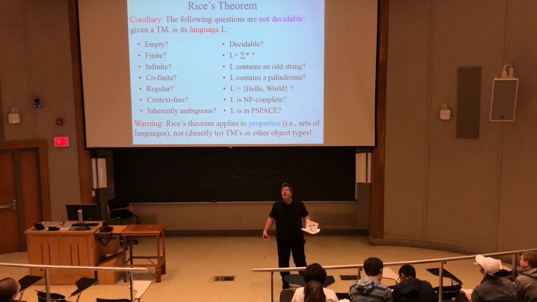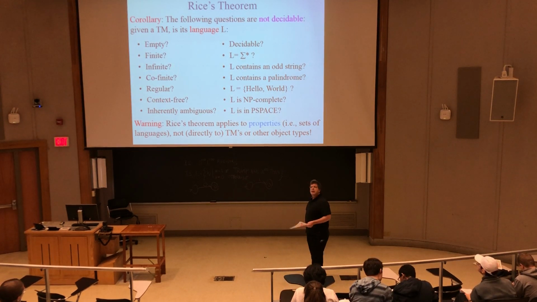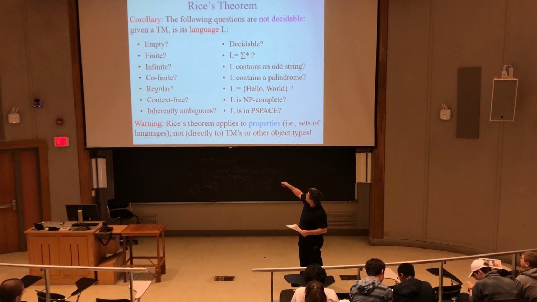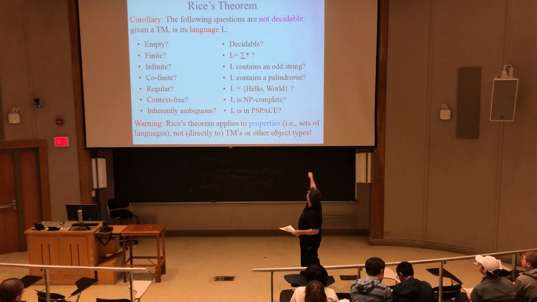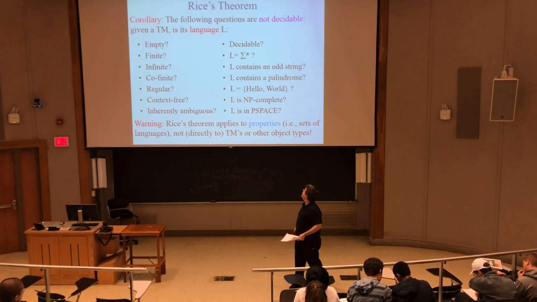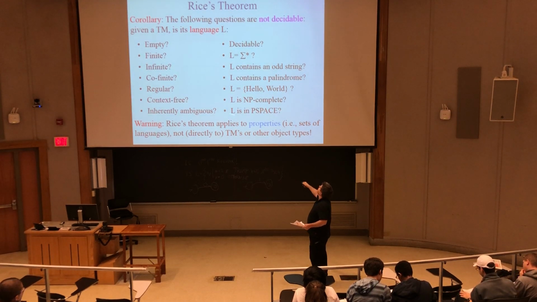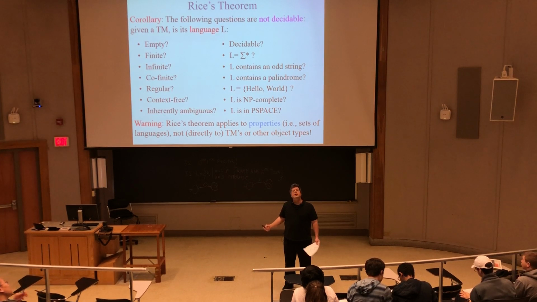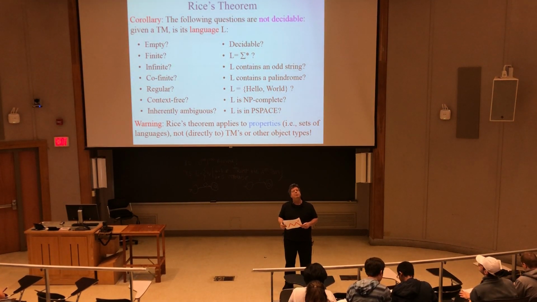Any question, any property about recognizable languages that's not trivial, and all these are not trivial because some languages are regular, others are not. Some contain a palindrome, others do not. Some are the language hello world as two words, some are not that language, right? Most are. Some are NP-complete, some are not, and so on and so on. And you can make this list as long as you'd like. We already know this list contains an uncountable number of entries, not even a countable number.